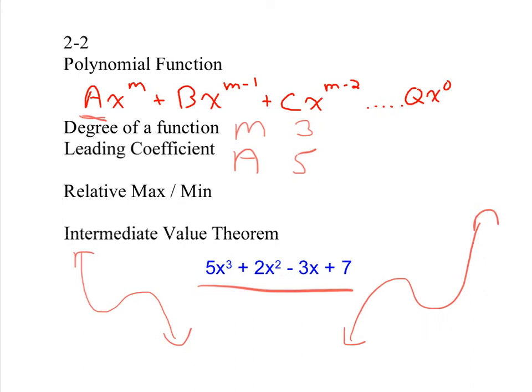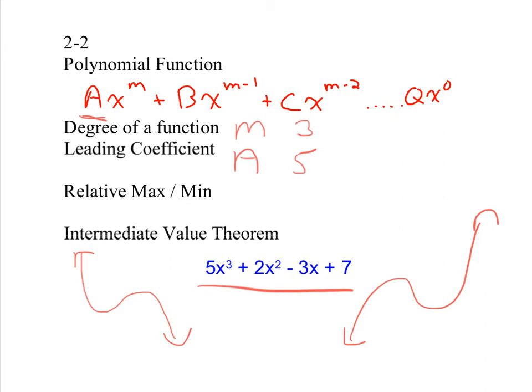An odd function does not have an absolute max or an absolute min because it goes all the way up to infinity, and it goes down to infinity as well. We will talk about the intermediate value theorem in class.